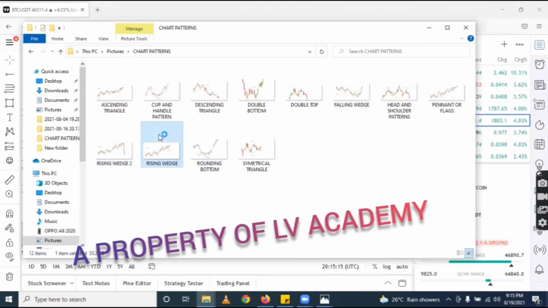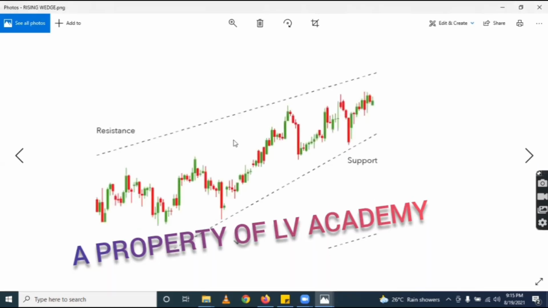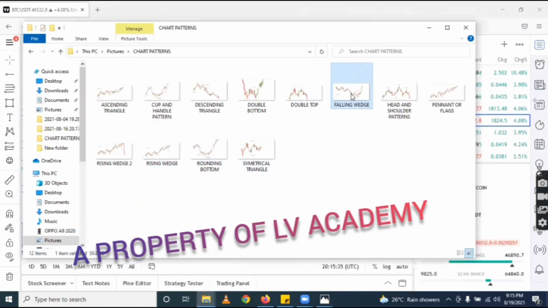This is another example of the rising wedge, as you can see. It is not straight like a channel. So once it comes down and breaks the support. And the next one is the falling wedge.